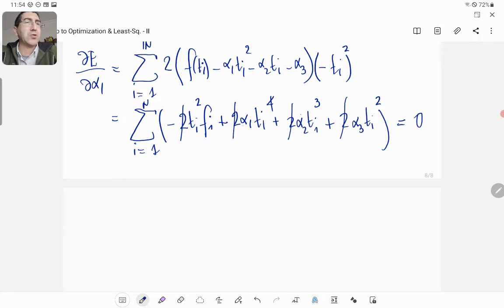Remember, what I'm trying to do is find an equation in terms of alpha 1, alpha 2, and alpha 3, and possibly a term on the right hand side. So what I'm trying to do is find the coefficients of alpha 1, alpha 2, and alpha 3. If I try to do that, let's find out what the coefficient of alpha 1 is. Okay, so you see alpha 1 is here.